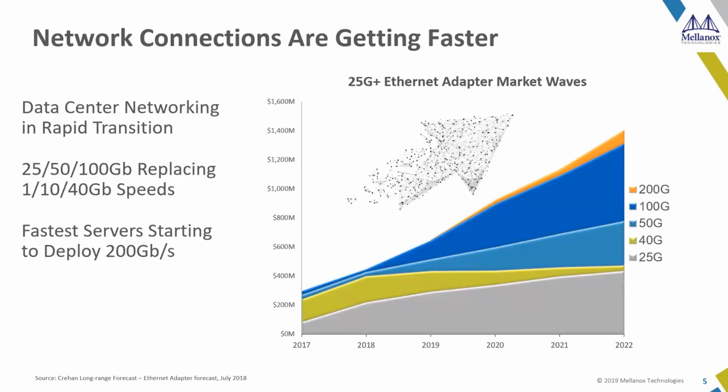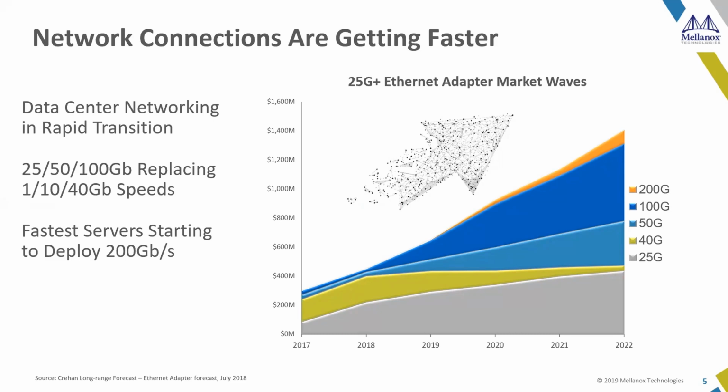If you look at this chart, we can see that across all the server shipments and the switch shipments, the faster networking speeds are starting to take over. If you look at this transition, some years ago there was a fairly slow transition from 1 gigabit to 10 gigabit and 40 gigabit. That actually took a long time. But now there is a much faster transition happening where people are going from 10 gigabit and 40 gigabit to 25, 50, and 100 gigabit.